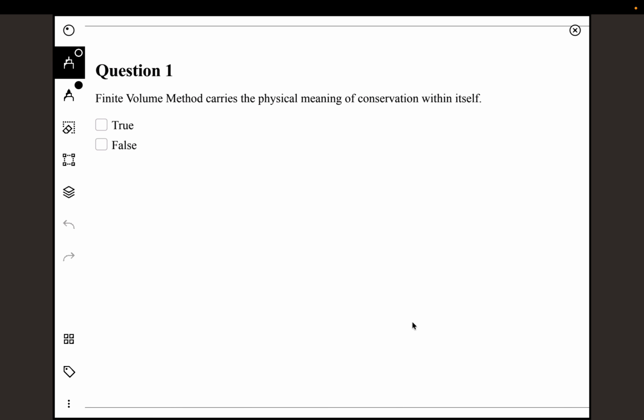Finite volume method carries a physical meaning of conservation within itself. This is the main difference between finite difference and finite volume methods. When we were discussing finite difference, if you recall the MAC algorithm, how did we ensure the continuity equation, or in general, any equation that we are dealing with has something of this form. This is a general convective diffusive equation we have. So this particular form is called a conservative form.